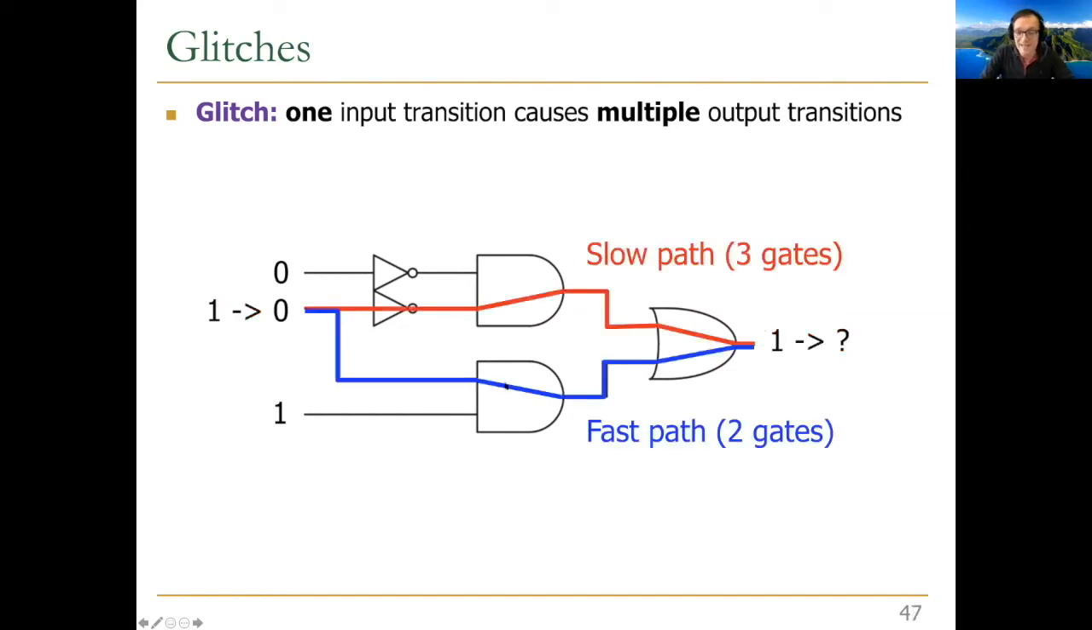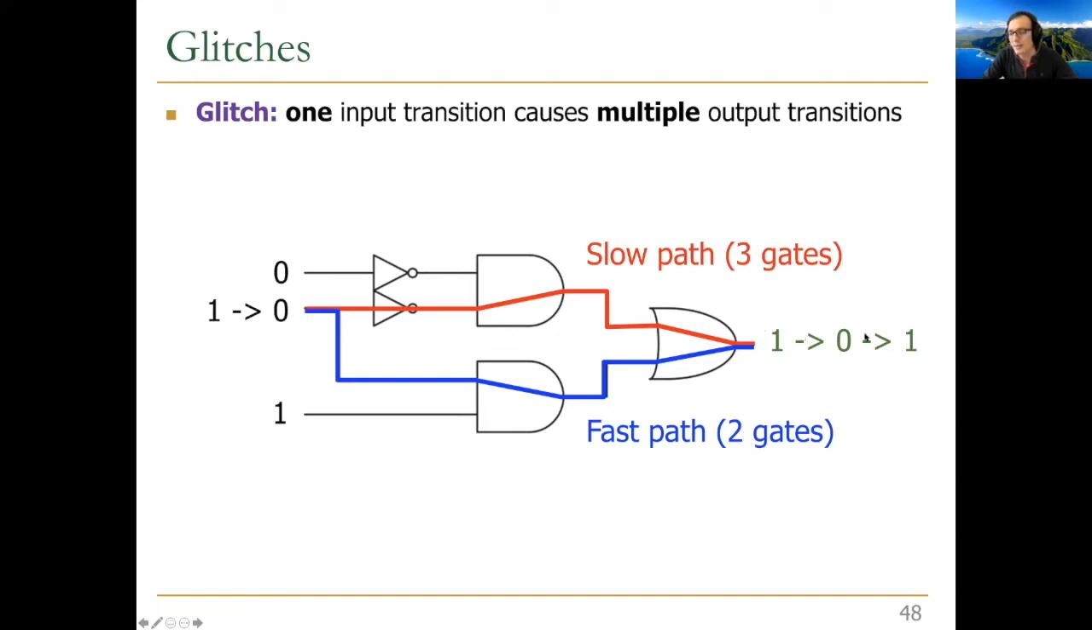So if the fast path changes faster, it might be that your output may go from 1 to 0 briefly and then to 1 again. So basically, what happens if this changes from 1 to 0, this path quickly changes, and then the output becomes 0 for a short amount of time. And then the slow path changes a little bit later. What the fast path does is put the circuit back to 0 because both of them are 0. And then soon after that, the slow path evaluates to 1, and this becomes a 1 again.